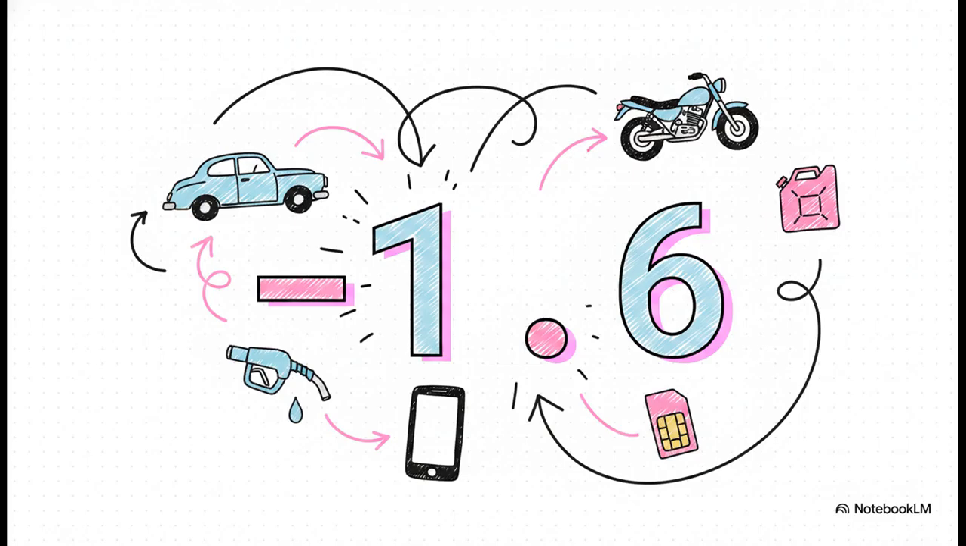So for example, if you calculate a cross-elasticity of negative 1.6, you instantly know you're dealing with an inverse relationship. It proves those items, like cars and petrol, are tightly linked complements. Other classic examples are motorbikes and petrol or smartphones and SIM cards. Their fates in the market are completely tied together.